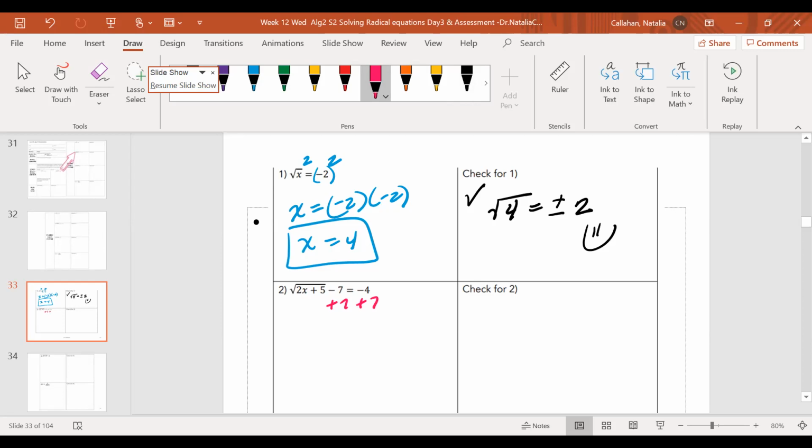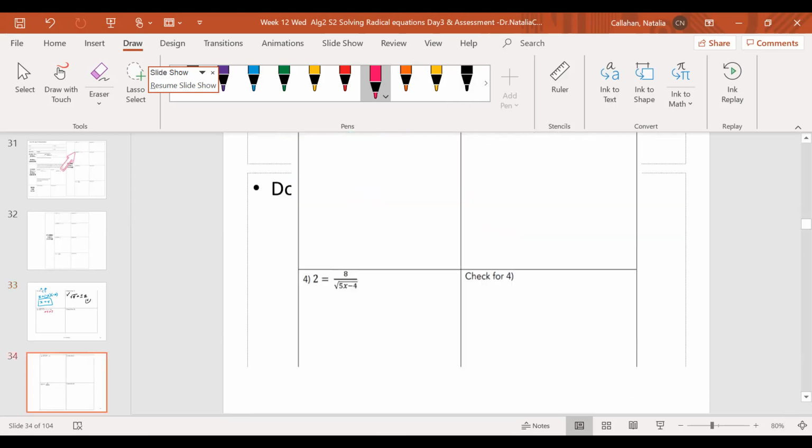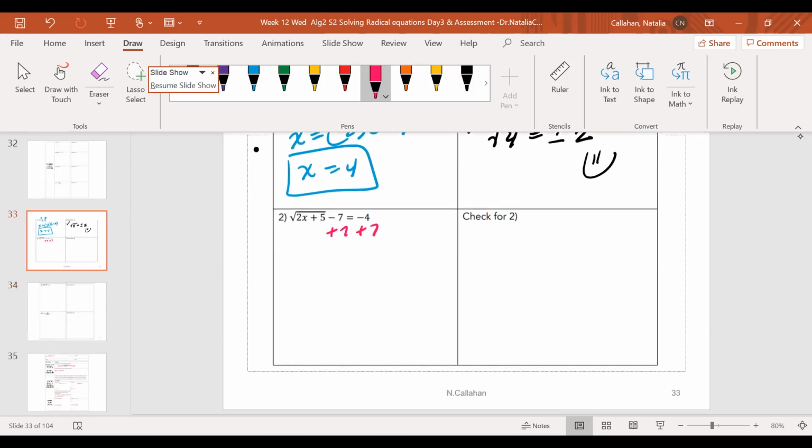So for number 2, you have a 7 right there. I don't like having that 7, so I want to get rid of it first. So I'm going to go ahead and add the 7 on both sides first. When I do that, I'm just going to cross out that -7, and I have the square root of 2x plus 5 equals -4 plus 7, which is 3. So then once I have that, I'm going to square both sides.